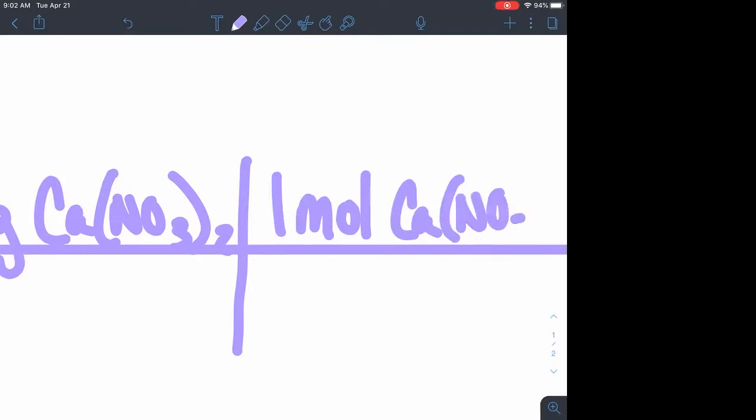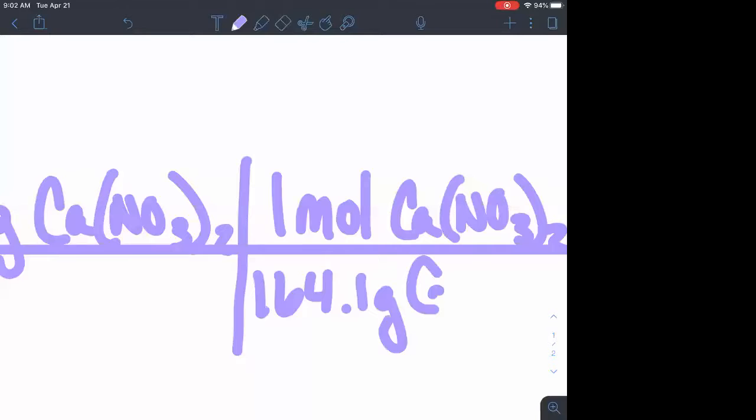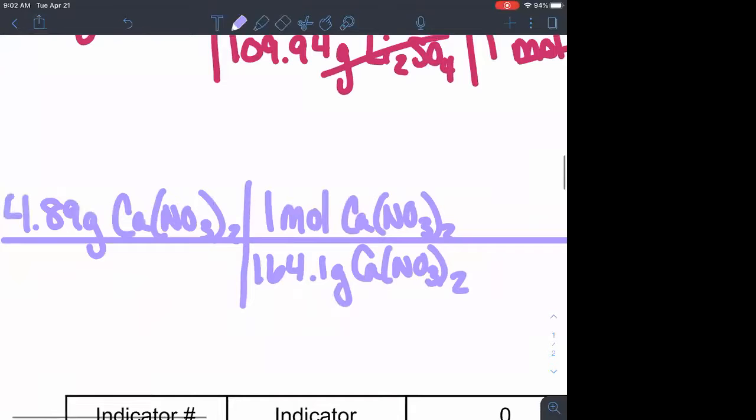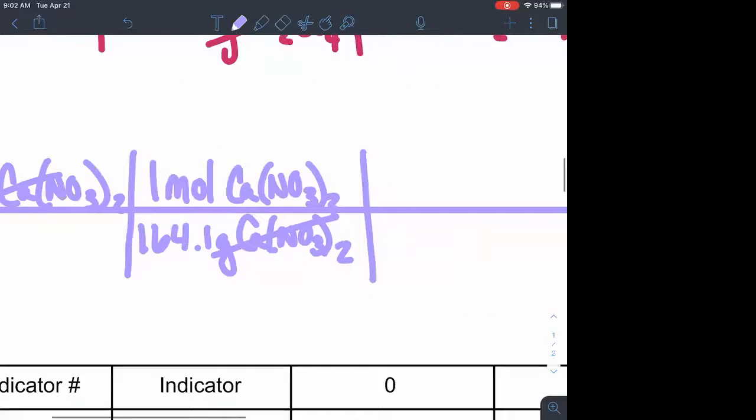First thing we have to do is to get rid of grams of calcium nitrate, and the only thing we can convert grams to is moles of the same compound. So we go with 1 mole for our molar mass of calcium nitrate is equal to 164.1 grams of calcium nitrate. Those grams of calcium nitrate have been canceled, and now we're in moles of calcium nitrate.